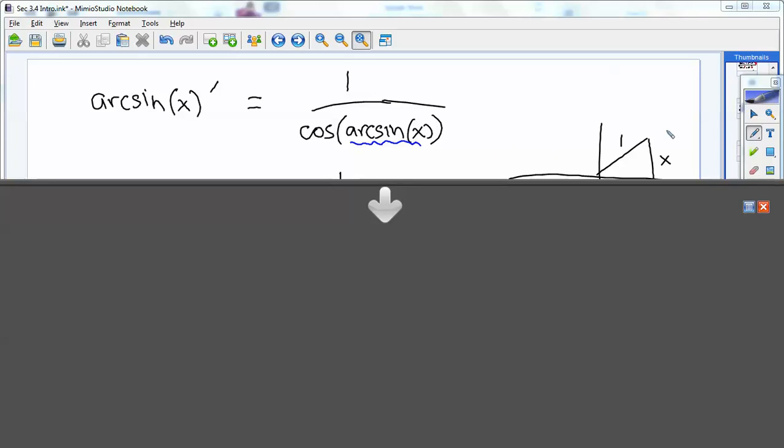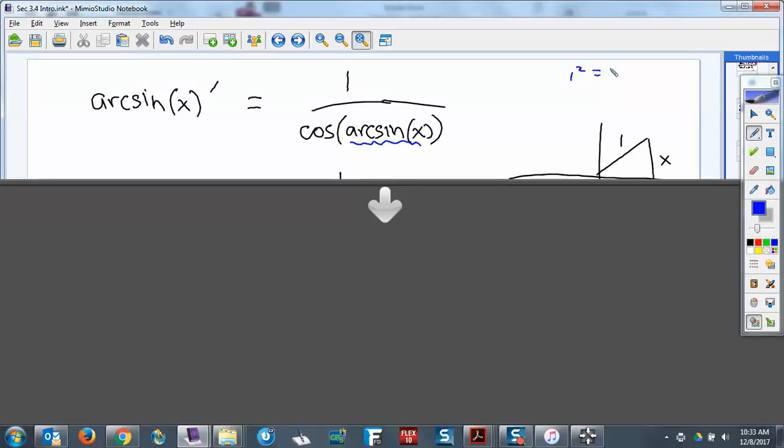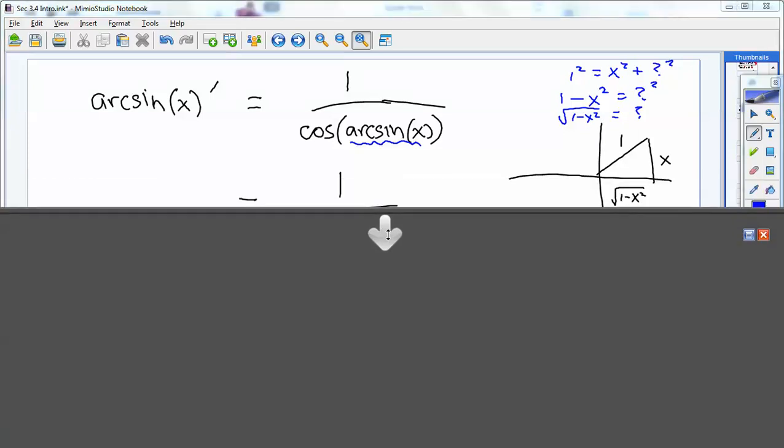Okay? Do some Pythagorean theorem to that. 1 squared equals x squared plus unknown side squared. 1 minus x squared equals unknown side squared. The unknown side would be the square root of 1 minus x squared. Would you agree with that? So the unknown side is that. And so this triangle is the angle whose sine is x.